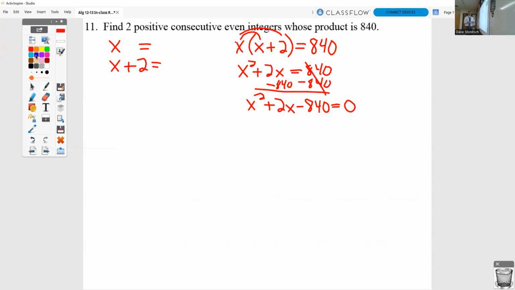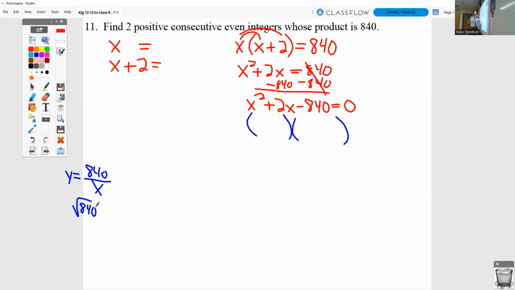Here's where you have your choice. We could do reverse FOIL here, or we could use the quadratic formula. It doesn't matter. All right. If you do reverse FOIL, remember, you could do in your y equals, you could do 840 divided by x and then do second in table to try and find your factors. Another sort of cheater way to do it, to get a number that is close to your answer, is to take the square root of 840. That'll sort of narrow it down a little bit.